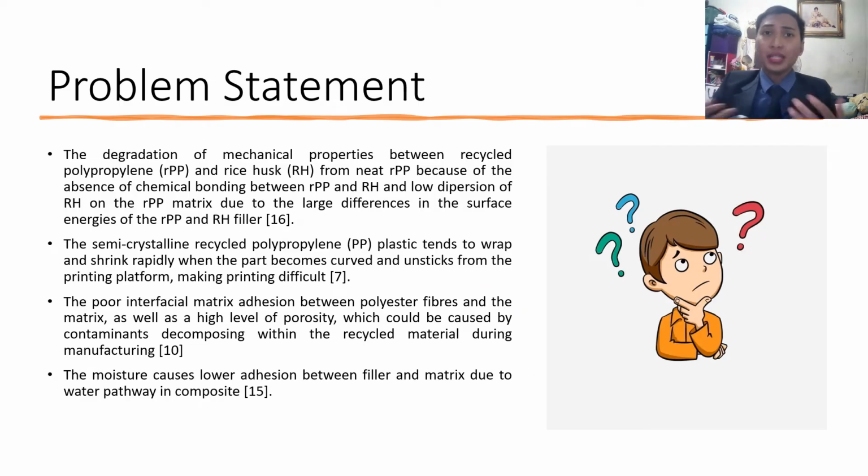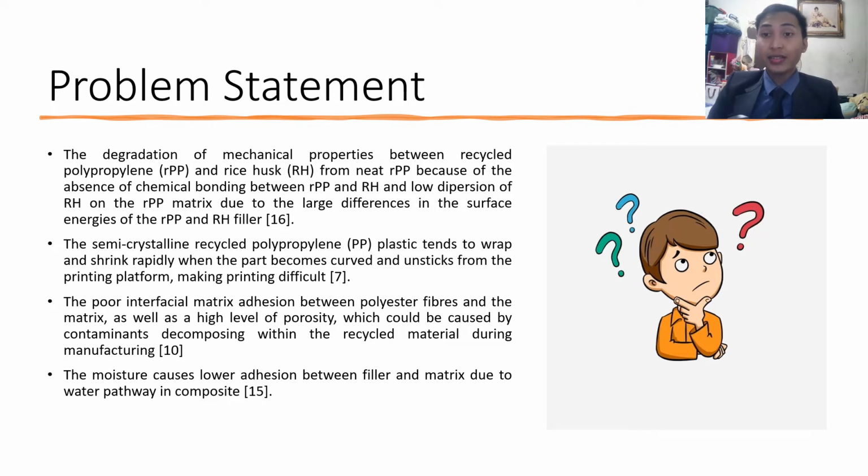Okay, what is the problem statement for this project? The problem statement for this project is drawn from 4 papers. First, we have the degradation of mechanical properties between recycled polypropylene and rice husk because of the absence of chemical bonding between RPP and RH, and low dispersion of RH in the RPP matrix due to the large difference in the surface energy of the recycled PP and RH filler.